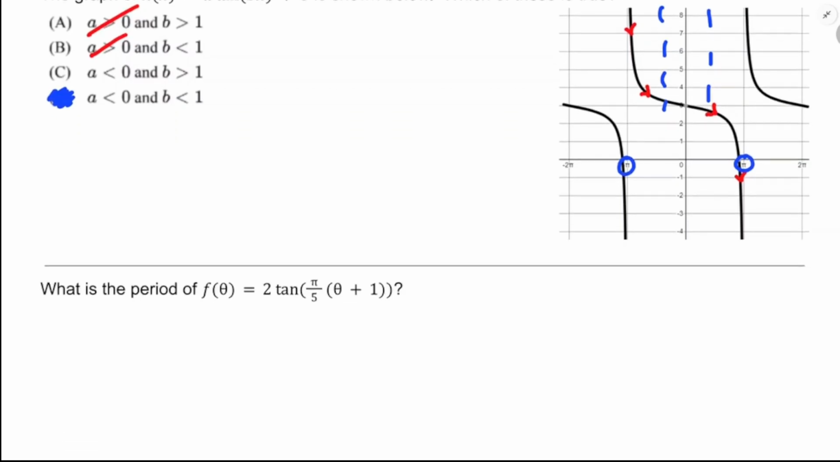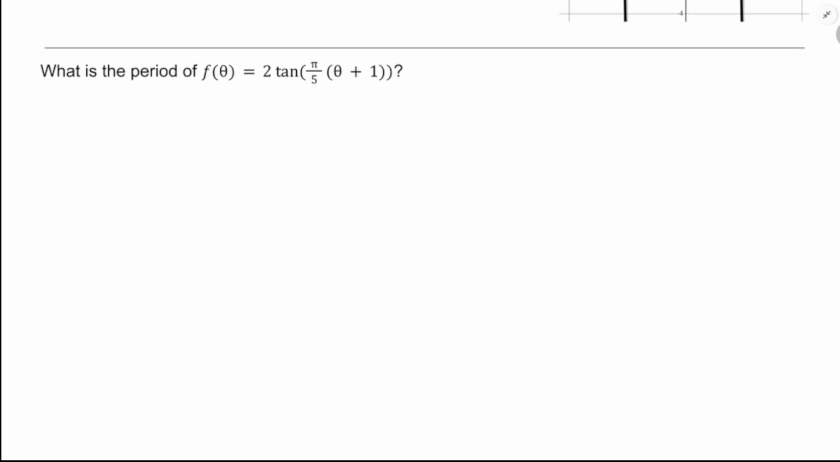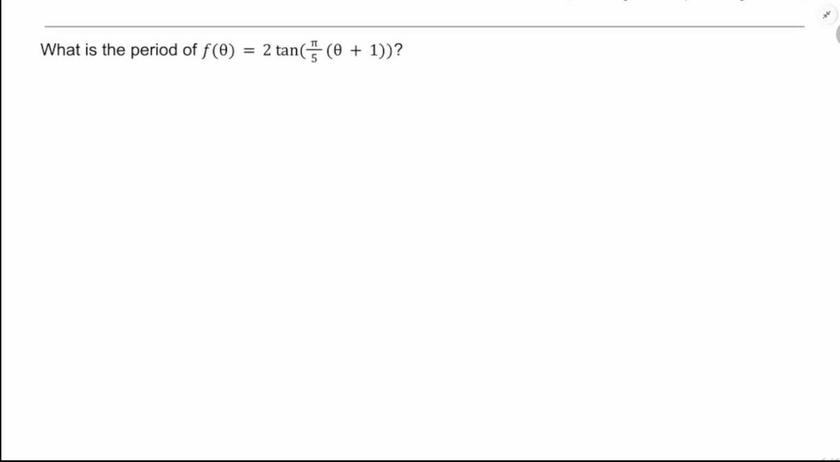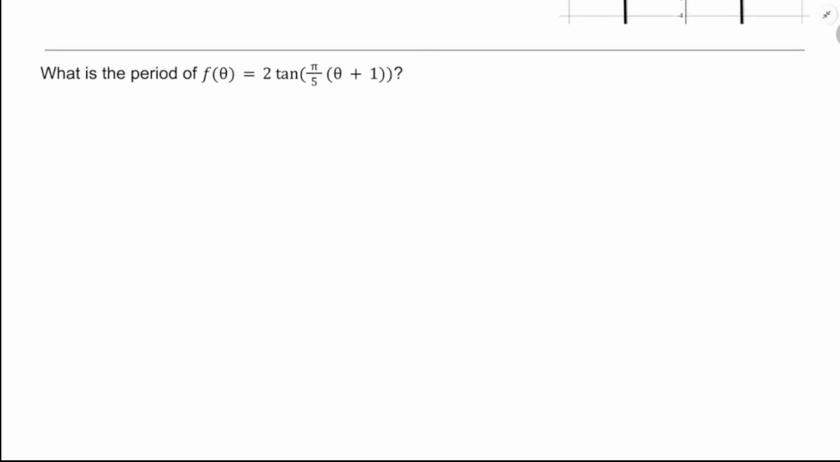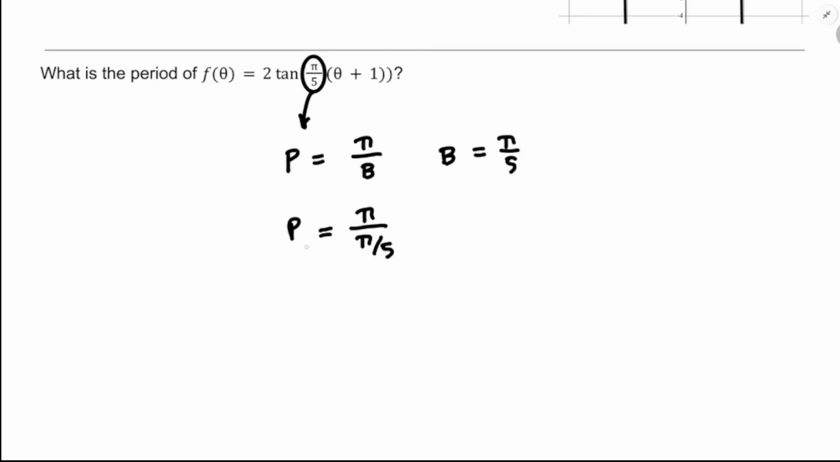and so that's why I'm going to choose answer choice D. Then if they ask me, what's the period of f of theta equals 2 tangent of pi over 5 times theta plus 1? Well, remember, there is going to be the value of b, and the period for a tangent function is pi divided by b, and b equals pi over 5. So that means the period will be pi divided by pi over 5, and that's period equaling 5.